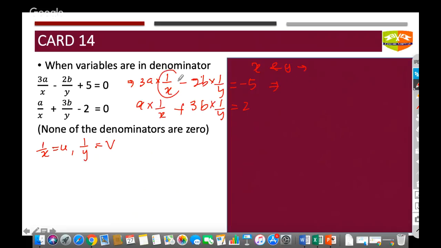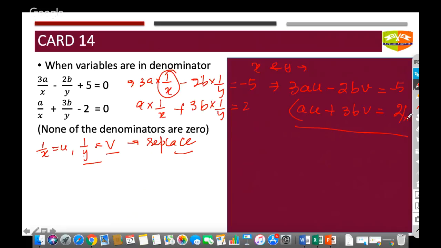So I replace 1 by x with u, and 1 by y with v. I get 3au minus 2bv is equal to minus 5, and here au plus 3bv is equal to 2. Now I multiply this by 3, because I want to cancel out u. I write the first equation here: 3au minus 2bv is equal to minus 5, and when you multiply the second you get 3au plus 9bv is equal to 6. Now you subtract, and 3au gets cancelled: minus 11bv is equal to minus 11.